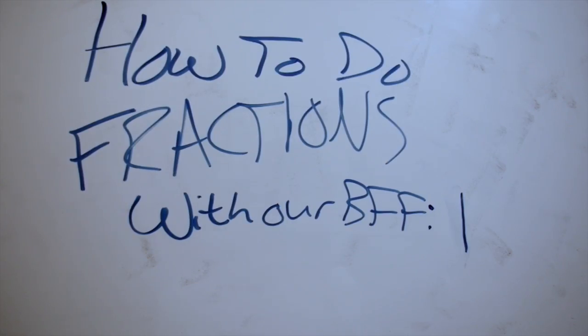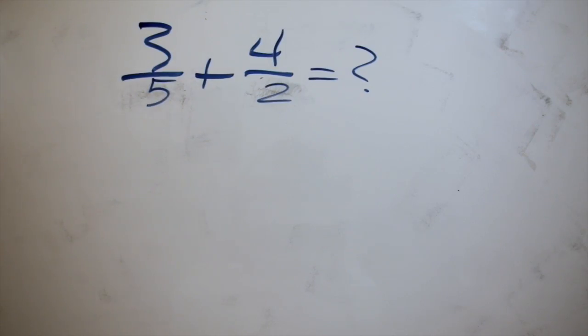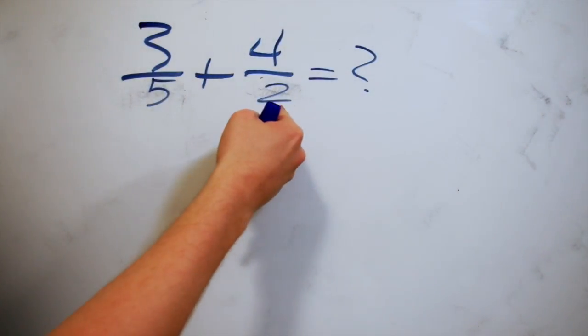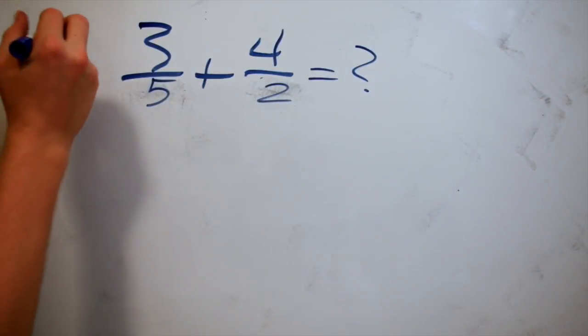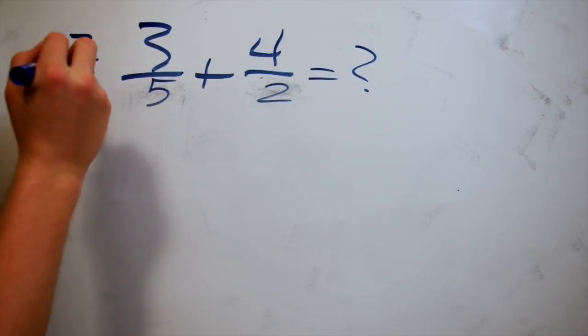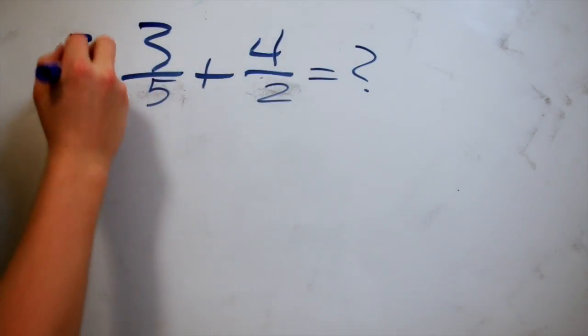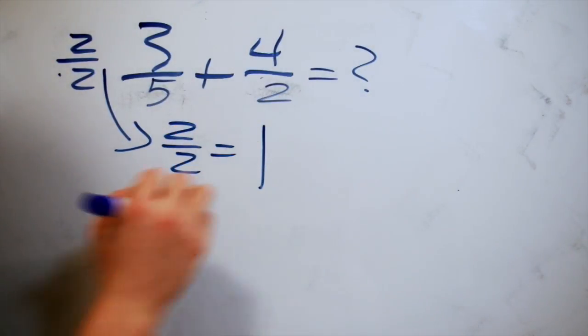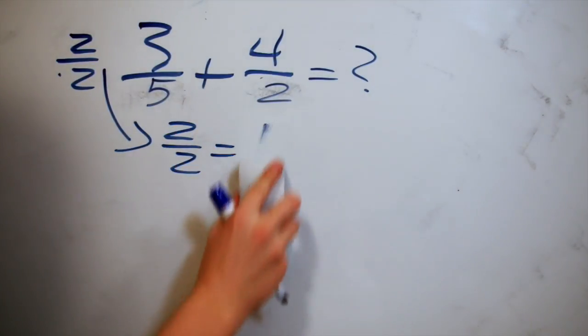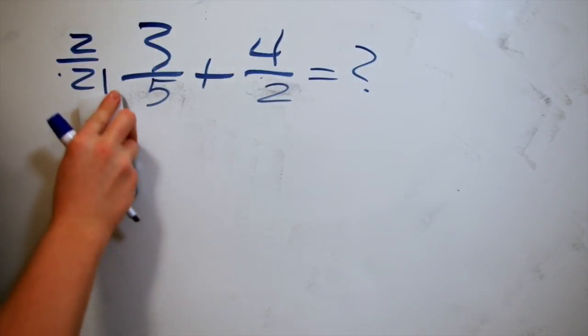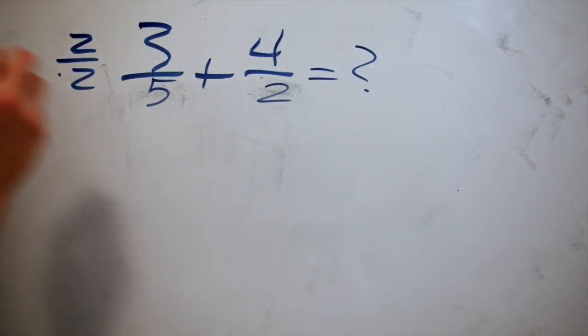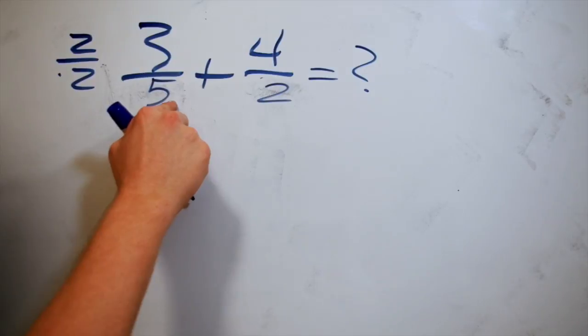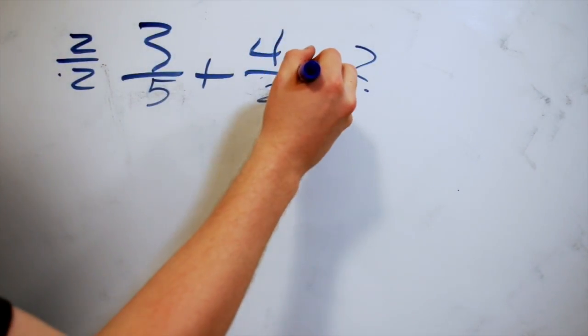When working with fractions, the number 1 will be your best friend, as we'll see here. Alright, so we have this disgusting looking problem here. We have 3 over 5 plus 4 over 2. We're going to take that 2 and we're going to multiply the 3 over 5 by 2 over 2 because we need a common denominator, and that 2 over 2 is going to just turn out to be equal to 1. So we're not changing the problem by multiplying by 2 over 2. Likewise, we're going to multiply the 4 over 2 by 5 over 5, as I'm pointing to the 5 there.